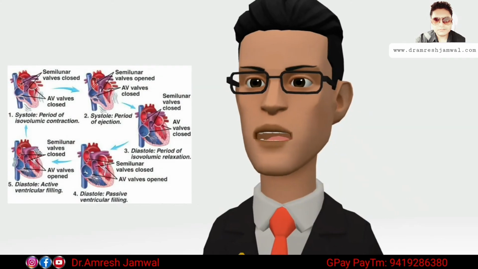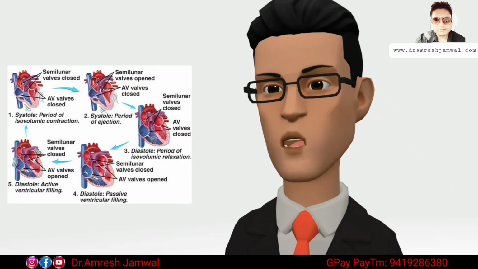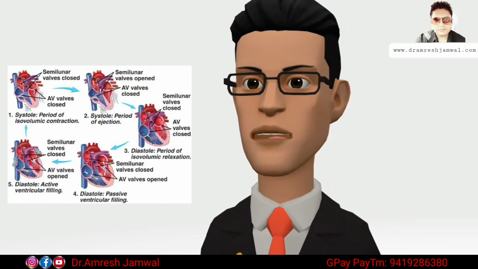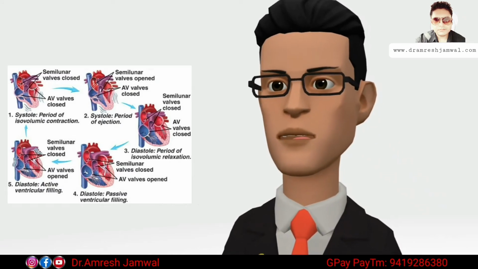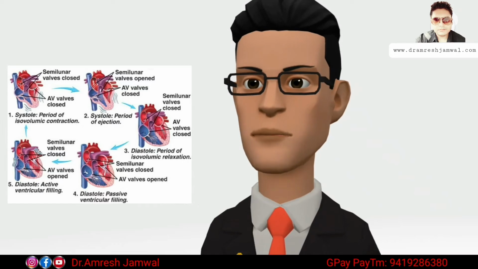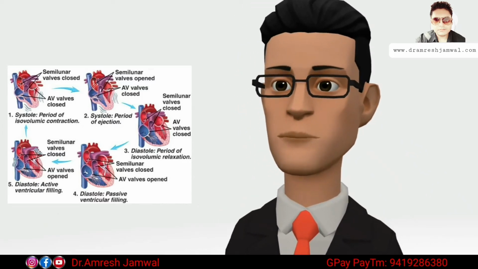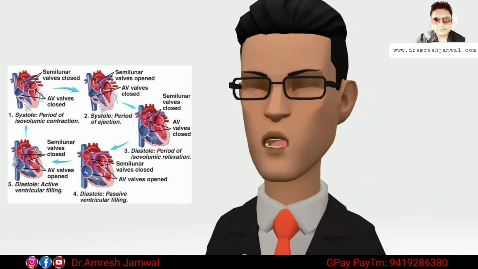So now we will talk about the cardiac cycle. The right atrium collects deoxygenated blood and the left atrium collects oxygenated blood from the lungs. In this phase, the pulmonary artery and aorta valves and the tricuspid and bicuspid valves remain closed. When the right and left atrium are filled with blood, the pressure exerted by the blood will cause the tricuspid and bicuspid valves to open.